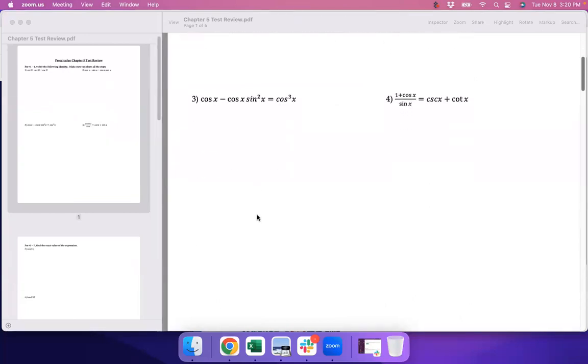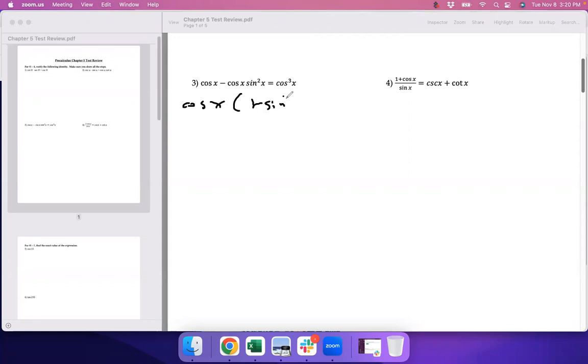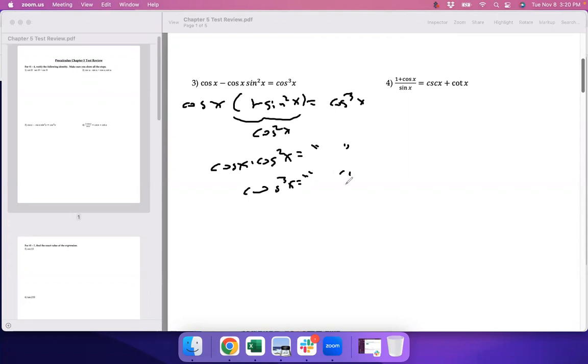Let's look at 3 and 4. So for number 3, it's pretty obvious the left side is more complicated. So let's factor out a cosine x. And it's 1 minus sine squared x equals cos cubed x. And fortunately, we know that this right here is already cosine squared x. So you got cosine x times cosine squared x equals the right side. And that's cosine cubed x. So that was actually a pretty easy one. Done.